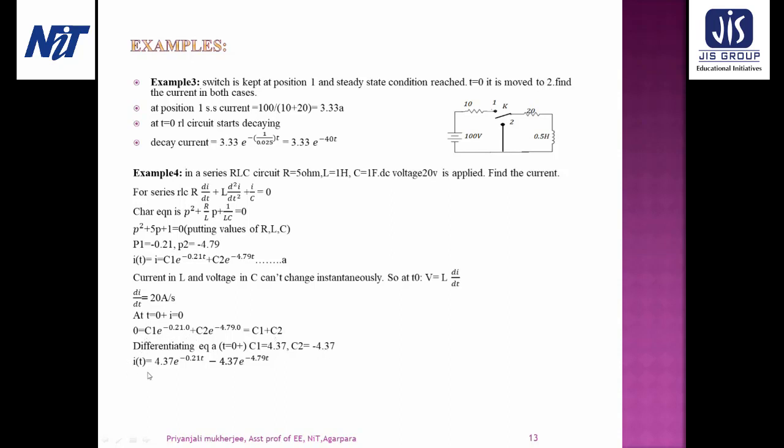So the overall current i(t) is 4.37 into e to the power minus 0.21 t, minus 4.37 into e to the power minus 4.79 t. So in this way we can find the solution of series RL, RC and RLC circuits with DC excitation.